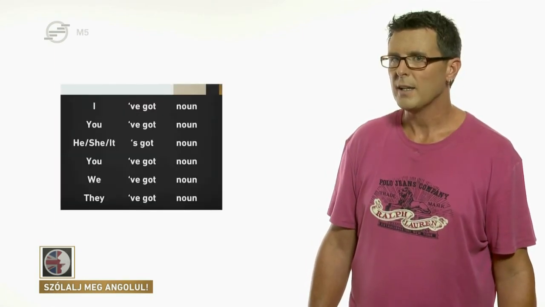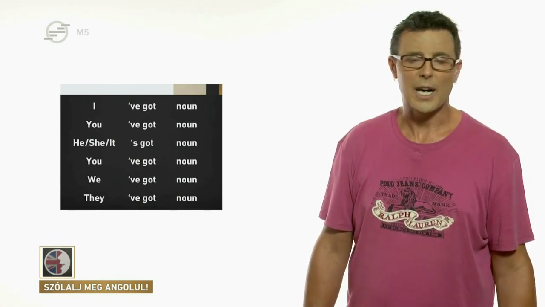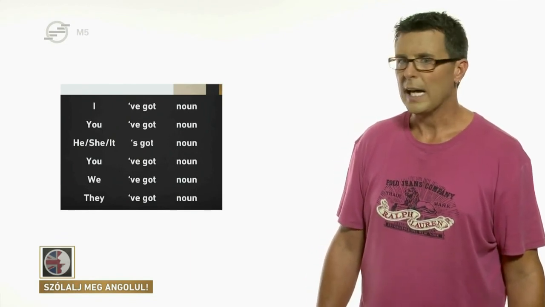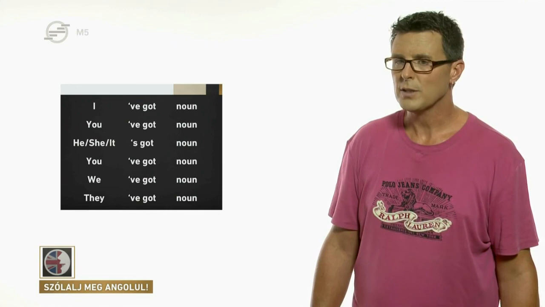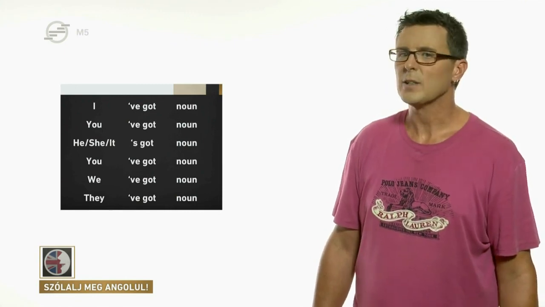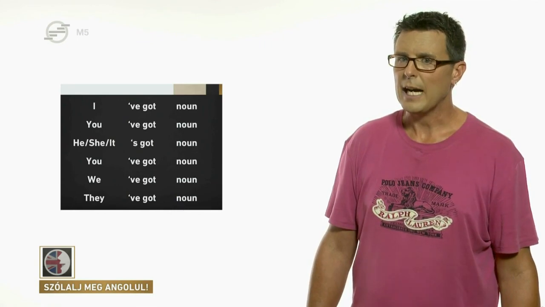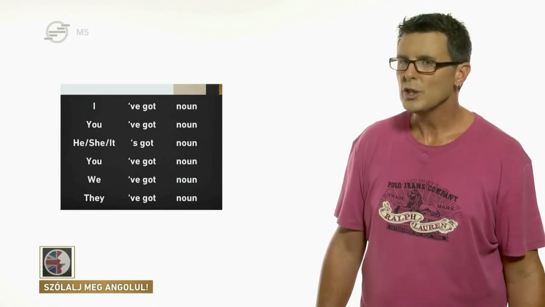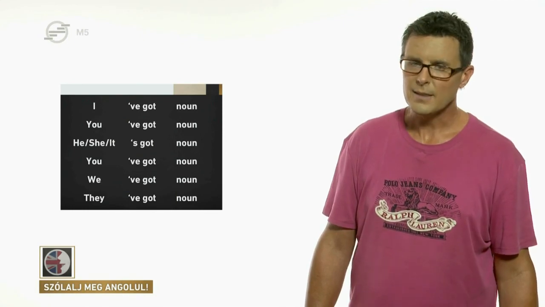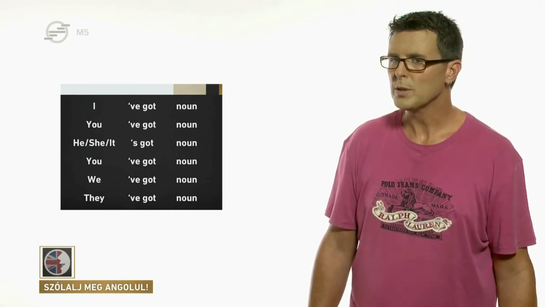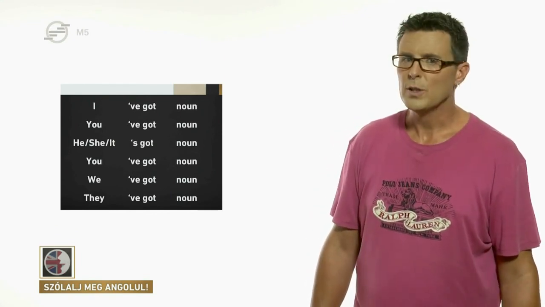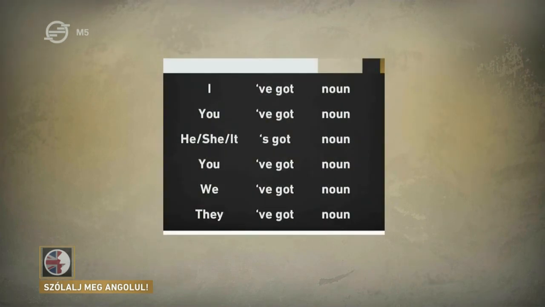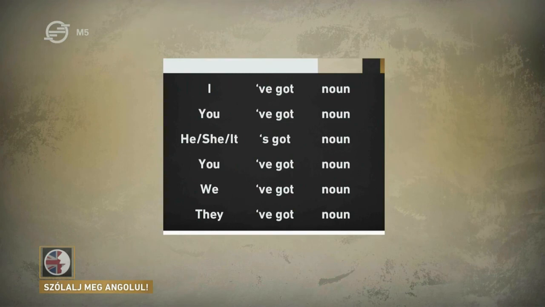Let's try the same sentence with other people. I have got a watch. I've got a watch. You have got a camera. You've got a camera. He has got a laptop. He's got a laptop. She has got a car. She's got a car. It has got 2 doors. It's got 2 doors. We have got 2 dogs and a cat. We've got 2 dogs and a cat.